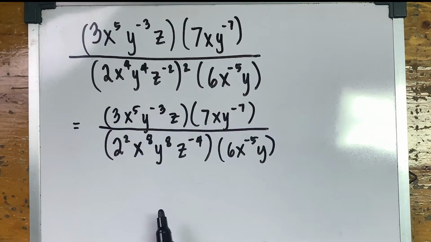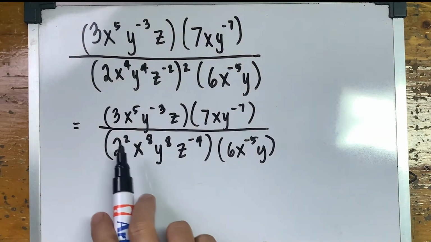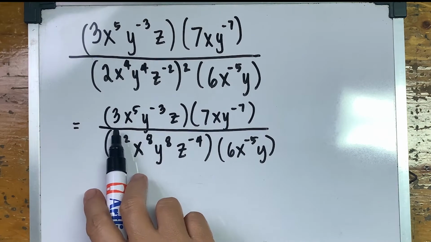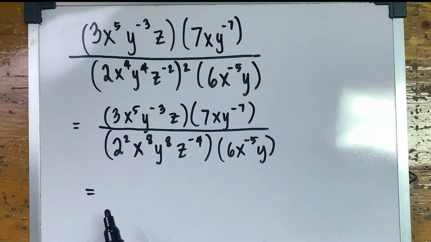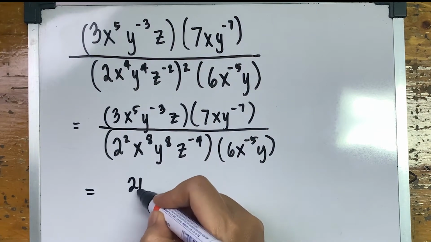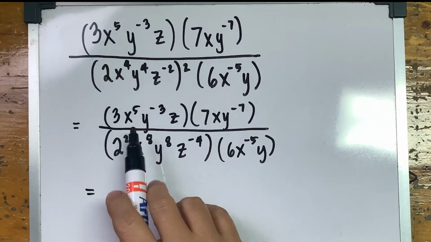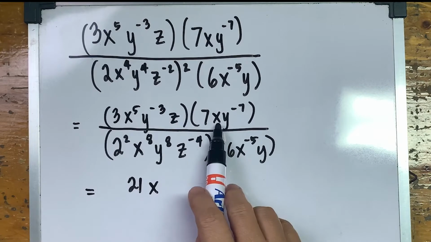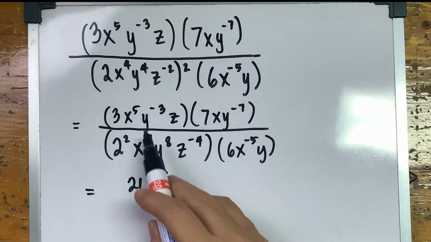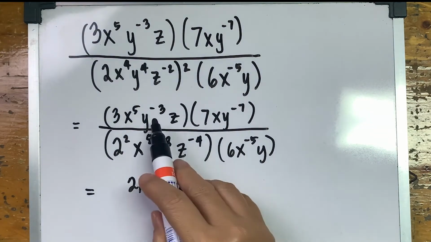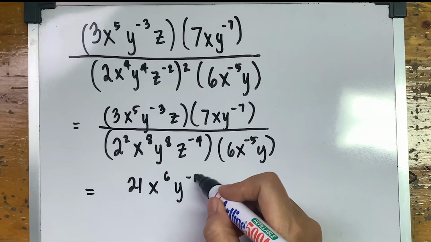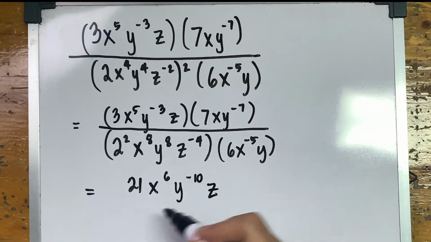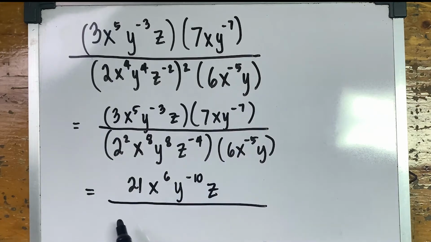Okay, first let's work on the numerator. Let's multiply 3 and 7 first. Let's work on the numerical coefficient. So this will be 21. And then for x, it will be 5 plus 1 gives us 6. For y, it will be negative 3 plus negative 7 will give us negative 10. And then z. All over.